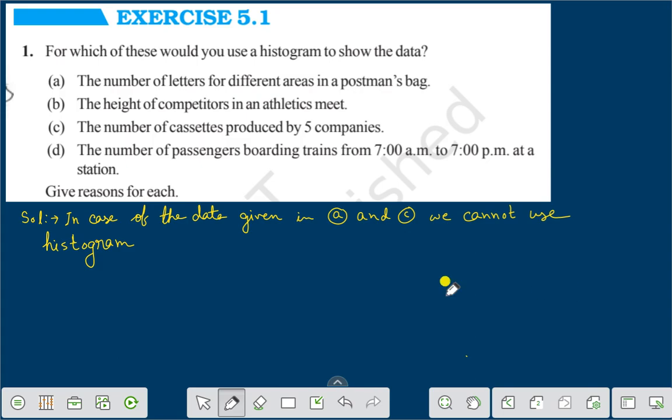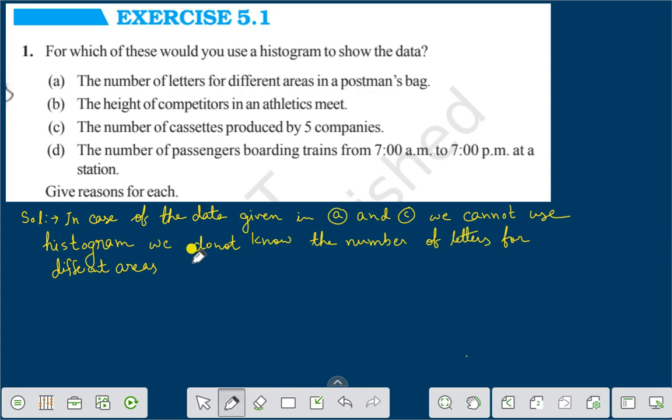We cannot use histogram because we do not know the number of letters for different areas.